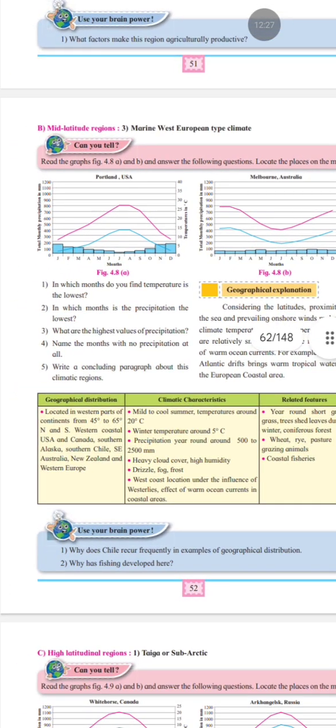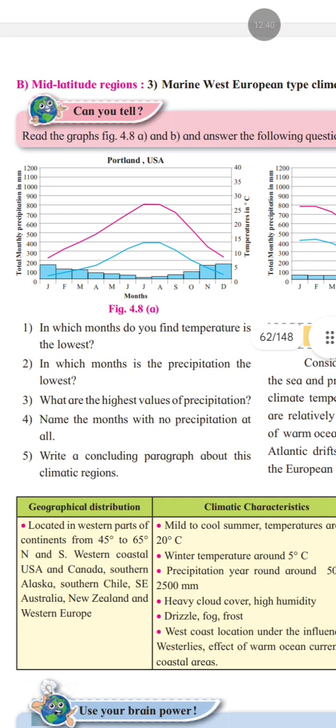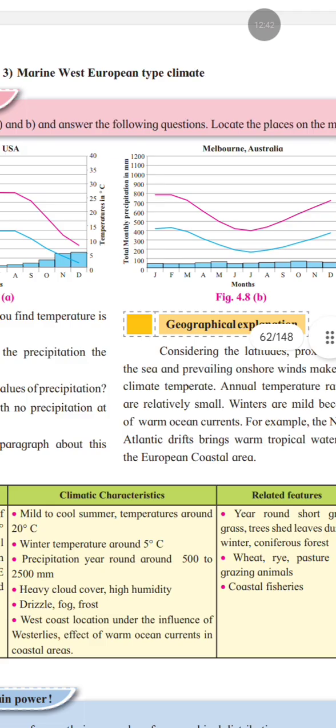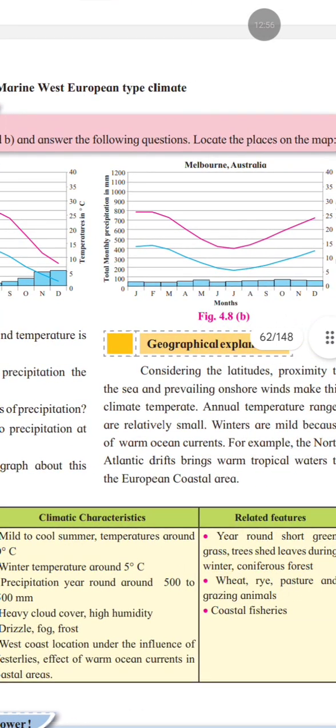Our next mid latitude region, third type, is marine west European type climate. In this, observe both the maps. First is of Portland, USA, figure 4.A, and second is of Melbourne, Australia, figure 4.2B. Our first question is, in which months do you find temperature is the lowest? The lowest temperature is recorded in January in Portland, you can see, and in Melbourne, Australia, it is in July.